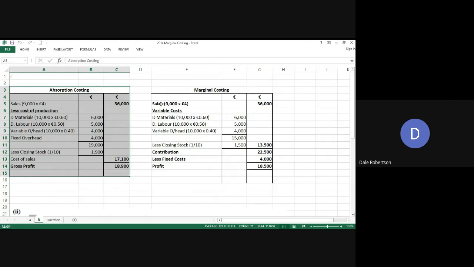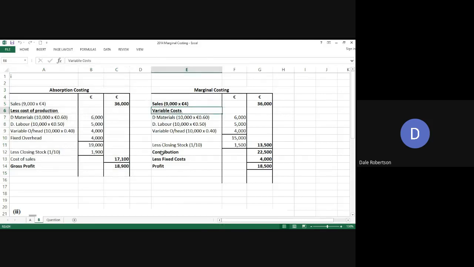We're going to do our marginal costing statement, which is sales, take away variable cost, gives you contribution, take away fixed cost, gives you the profit. But the closing stock is going to be in a slightly different place. Let me illustrate. Sales is the same, 36,000, and that is 9,000 multiplied by 4.